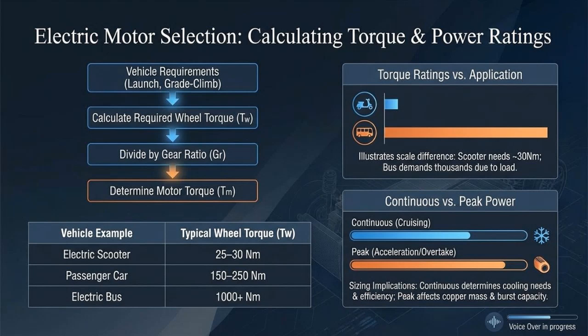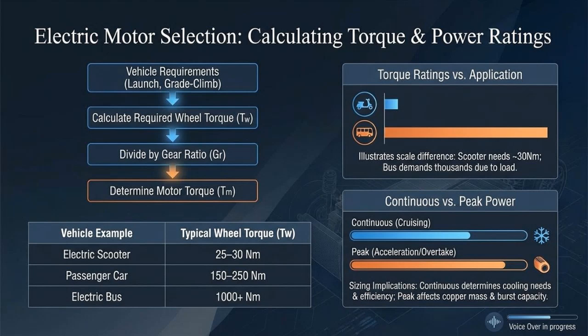Once battery requirements are established, the next major component is the electric motor. Motor selection is driven by torque, power, efficiency, RPM range, size, and cost. The first step is calculating the torque needed to achieve target acceleration and gradability. Gradability means the vehicle's ability to climb slopes. For example, an electric scooter needs 25 to 30 Newton meter at the wheel. A passenger car may require 150 to 250 Newton meter. An electric bus may need thousands of Newton meter delivered through gear reduction.